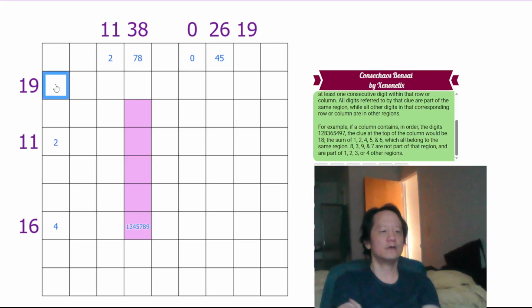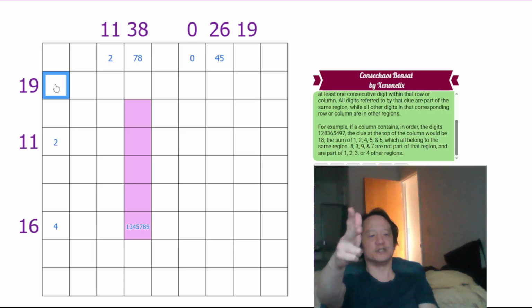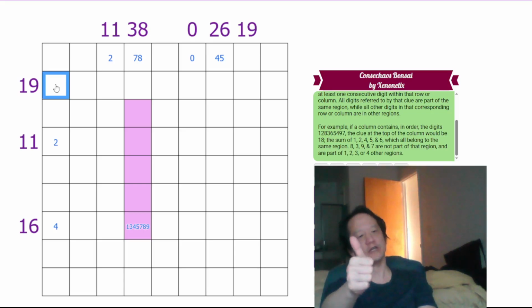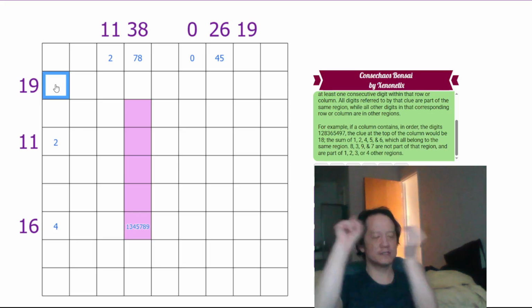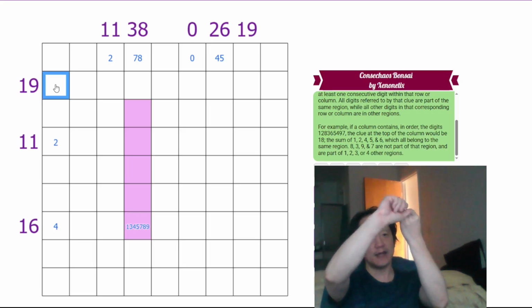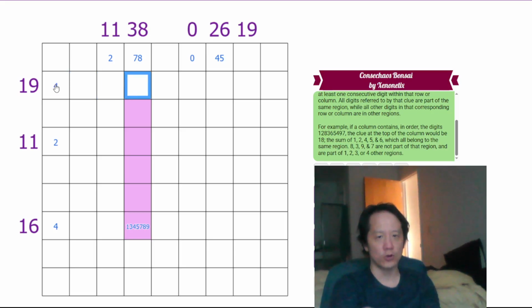19 now. Okay, what can we have with 19? You can have 3 digits, but can you really? You have 4, 5, 6, 7 adds up to 18. 6, 7, 8 adds up to 21. So no, you can't have 3. It has to be at least 4. Can you have 4 or can you have 5?